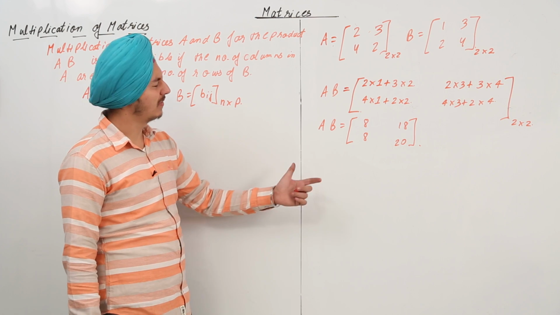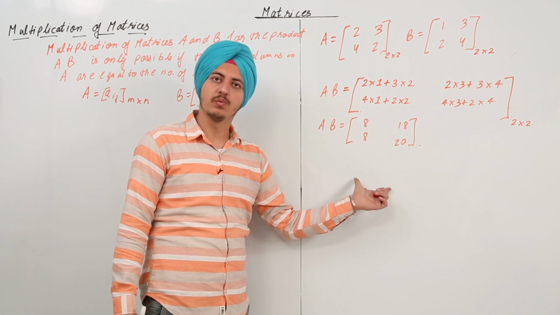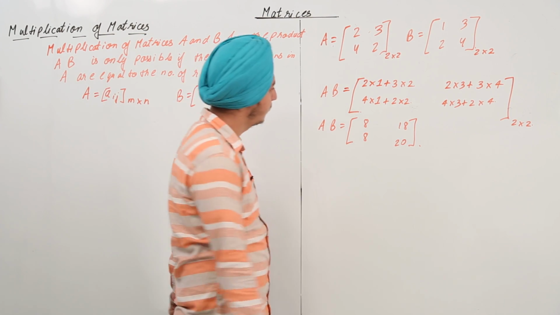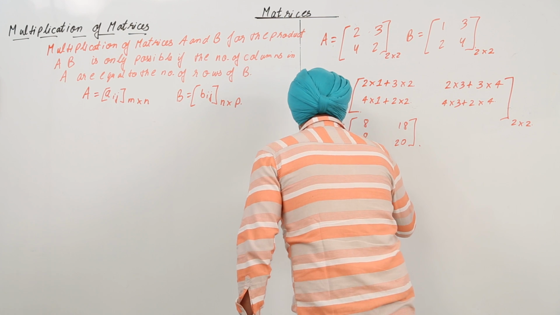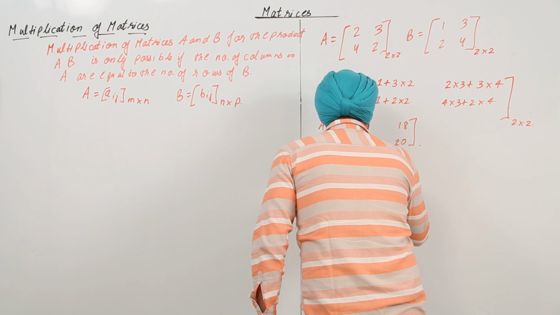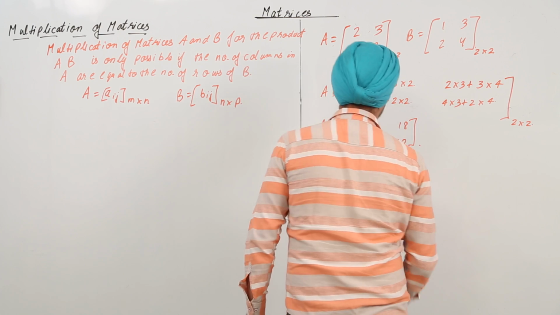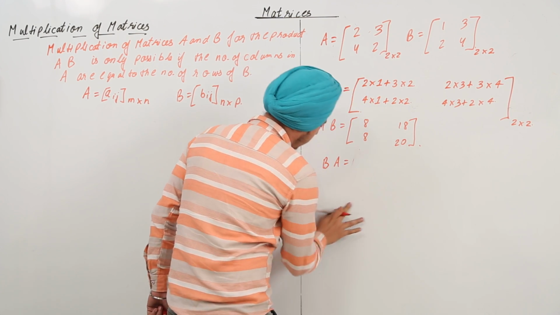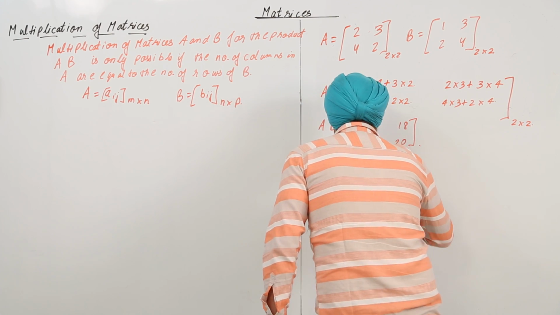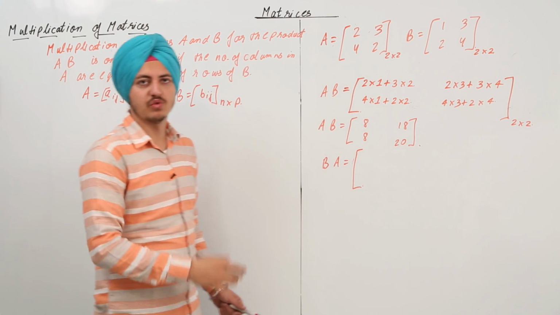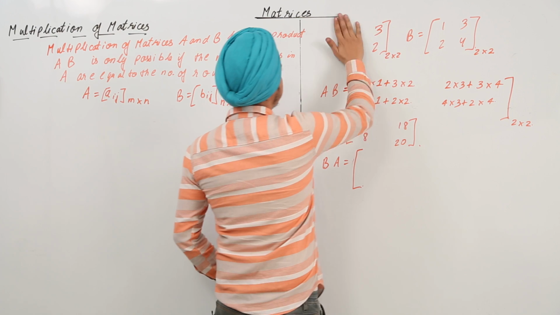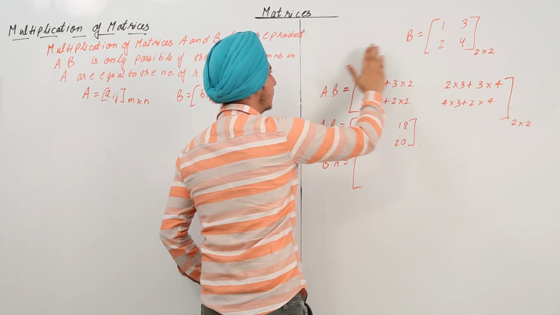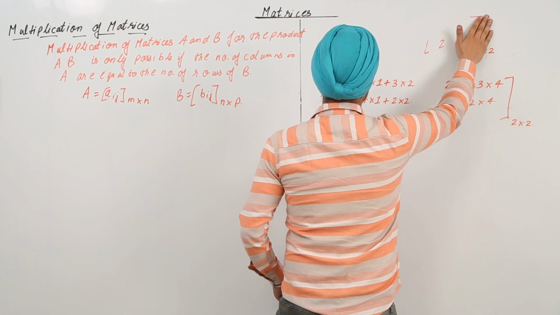Now tell me what is BA. Let's find the value of BA. How do we find BA? Now I have this habit: when I have to find BA, I write B first and A later, because this is just a habit. Otherwise, always and always I make mistakes.